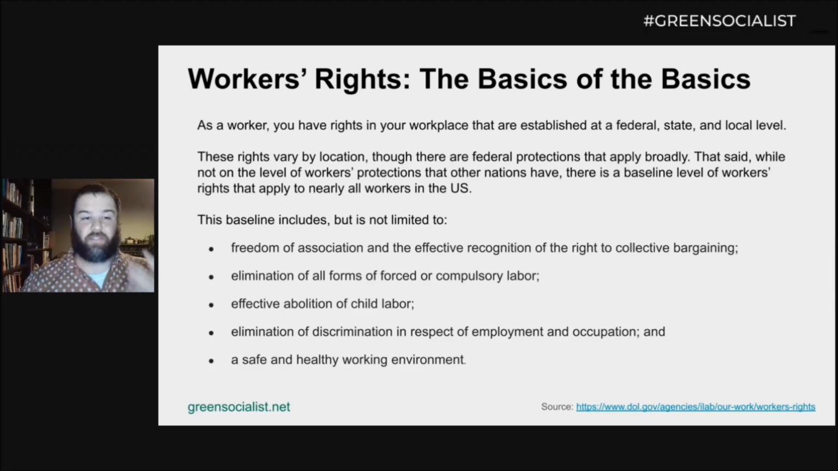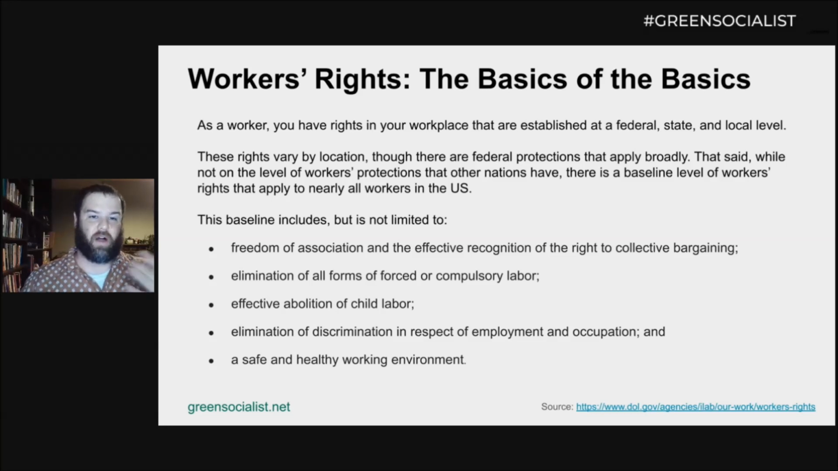And so to start off, the first thing that workers need to understand is that as workers, you have rights in your workplace, and they're established by federal, state, and local level laws. These laws vary very, very broadly by location, right? Though there are federal laws that apply broadly.